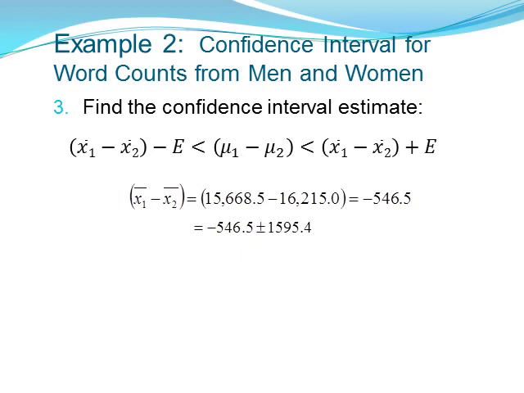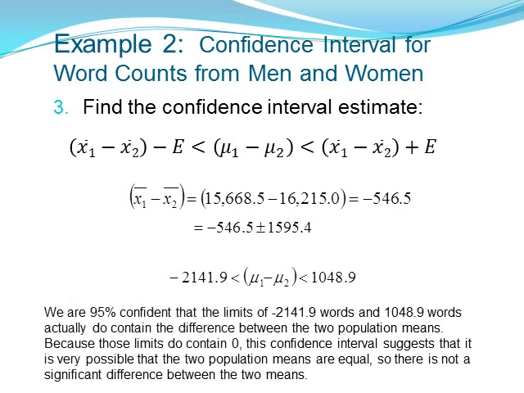So first we would take negative 546.5 and subtract 1595.4 to get the lower number, negative 2141.9. And then I would take negative 546.5 and add 1595.4 to get the upper number in the range of 1048.9. So our interpretation of this means that we're 95% confident that the limits of negative 2141.9 words and 1048.9 words actually do contain the difference between the two population means.